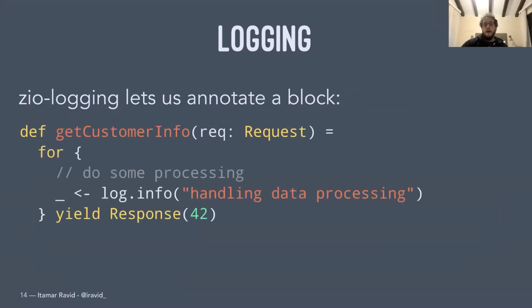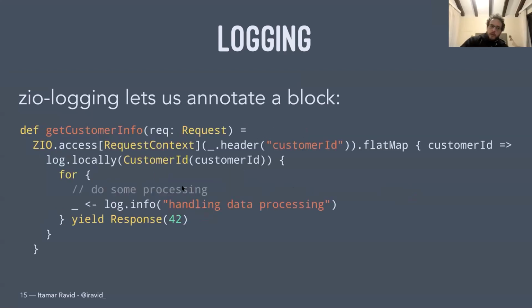So, ZIO logging, under the ZIO organization, lets us annotate a block of processing with logging annotations. Given a method that fetches customer info, where we're performing a log message, we can use the locally method on ZIO logging to apply an annotation for any log messages emitted from within this block. So what we're doing here is extracting from the request context the customer ID from a header. And once we've got that customer ID, then we can annotate any logging messages that are emitted in this block with this annotation. So this is super useful.